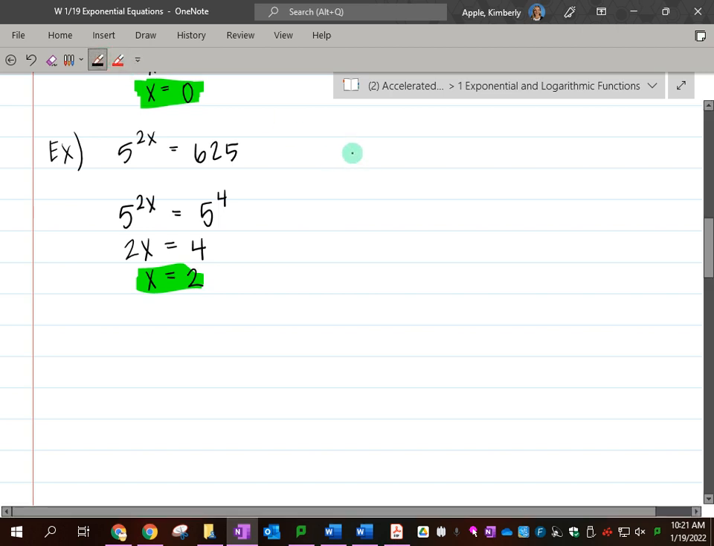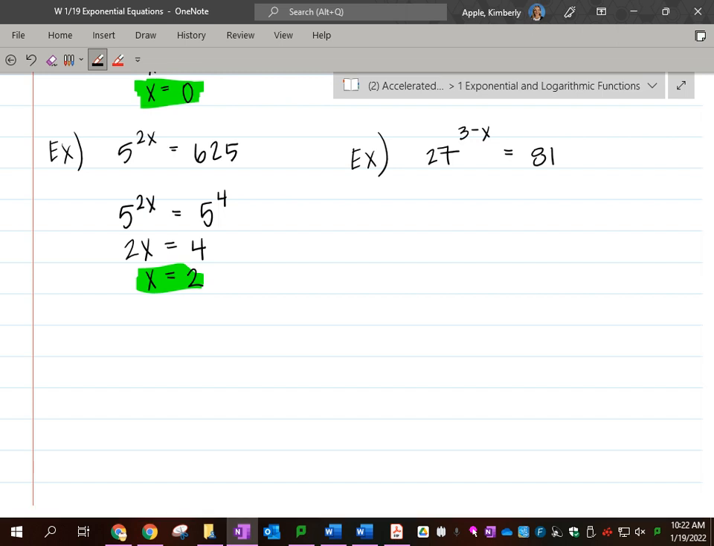Okay, let's do one that's a little uglier. Let's do 27 to the 3 minus x equals 81. So notice, like in the one before, I had a 5 and I just had to make the other one match, right? Well, I can't raise 27 to any power and get 81, so it's going to have to be something else. I'm going to have to change both of them.